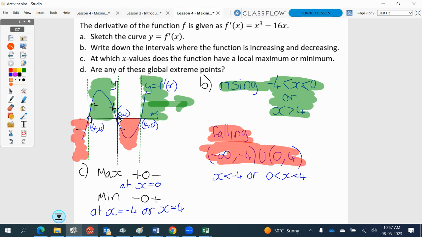Are any of these global extreme points? No, they're not. We can see clearly that in this region, the derivative will get larger and larger positive values, which means the graph will continue to rise. The original function just keeps rising here. In this direction, the derivative just keeps getting more and more negative, which means the original function just keeps going down more and more. So for D, no.